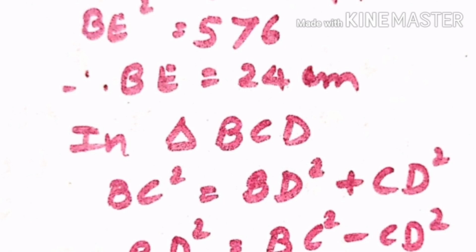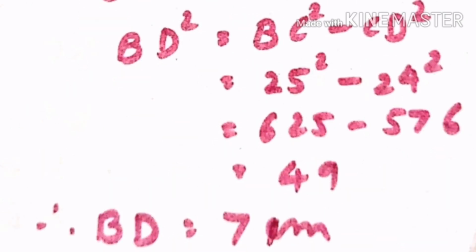So now in another triangle, which is triangle BCD, we take Pythagoras theorem again. BC square is equal to BD square plus CD square, and we substitute the values. BC is 25 and CD is 24. So here we get BD square is equal to BC square minus CD square, which is 25 square minus 24 square. So now 25 square is 625 minus 576, and taking subtraction we get 49, and taking square root on both the sides we get BD value 7 meter.